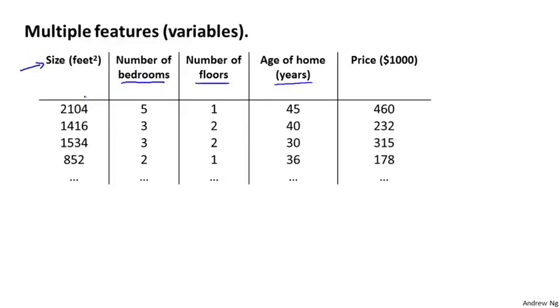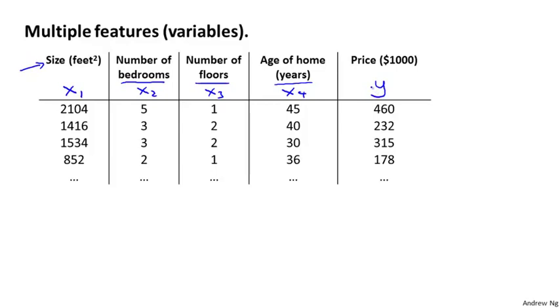To introduce a little bit of notation, and we sort of started to talk about this earlier, I'm going to use the variables x subscript 1, x subscript 2, and so on to denote, in this case, my 4 features, and I'm going to continue to use y to denote the output variable, the price that we're trying to predict. Let's introduce a little bit more notation.